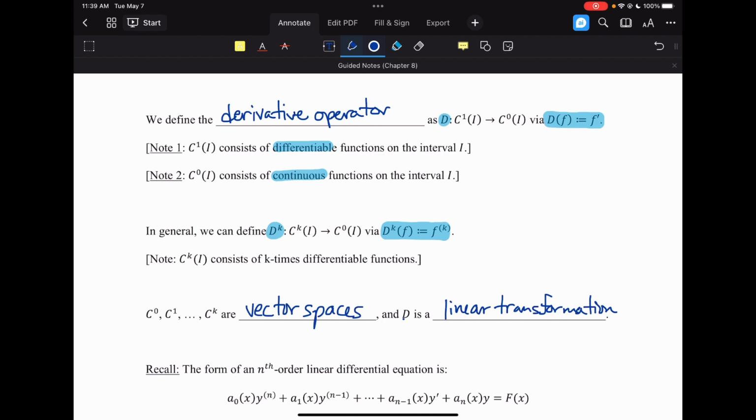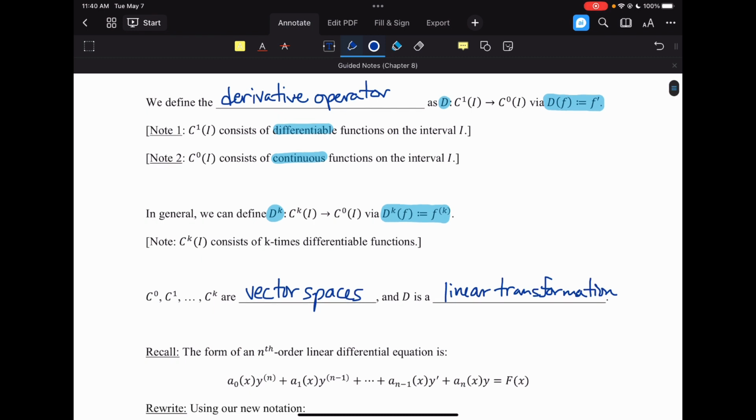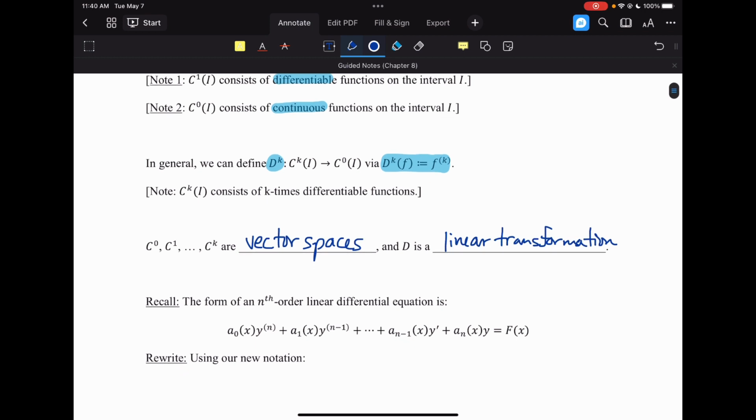So D is essentially transforming a vector, if you will, that would be a function, from C1 to C0. By taking the derivative, we're transforming a differentiable function into a continuous function. Or if we're taking 5 derivatives, we take a 5 times differentiable function, take its derivative 5 times, and turn it into that continuous function. So we do have vector spaces, vector space properties, and linear transformation properties.